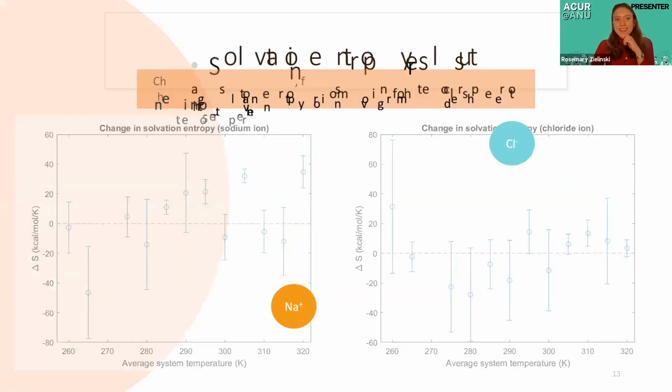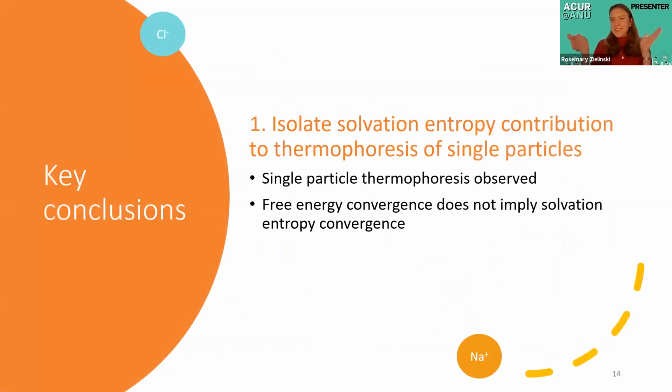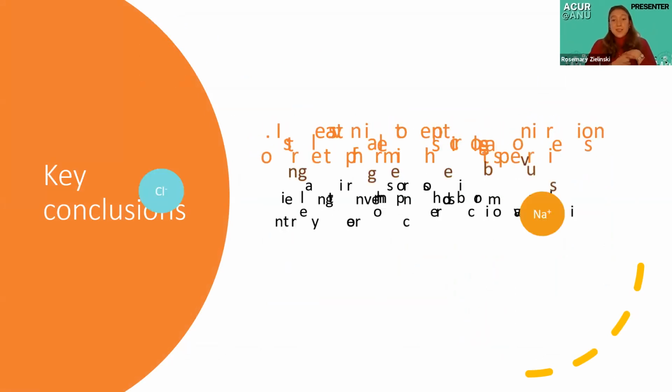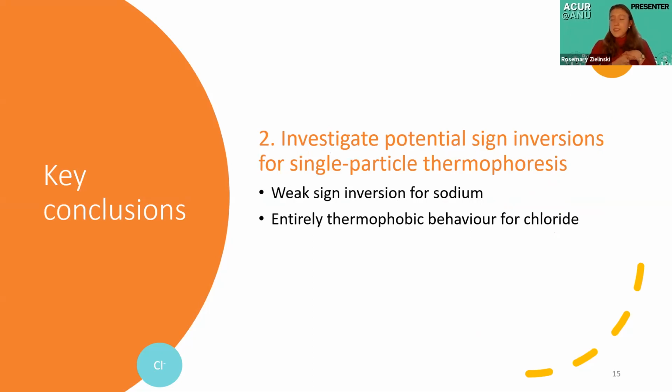Okay, now, some of the key conclusions I want you to get from this presentation is that yes, we've witnessed single particle thermophoresis. It can occur in the absence of bulk solution effects. We also see that free energy convergence does not imply solvation entropy convergence for molecular dynamics systems. Now, looking at the second objective, we see a very weak tentative sign inversion for sodium, but entirely thermophobic behavior for chloride. And this discrepancy warrants further research.